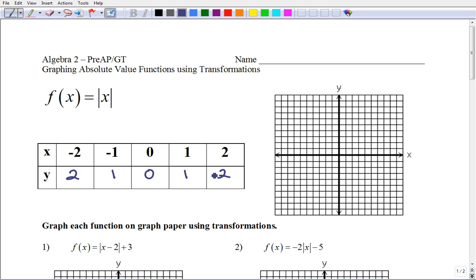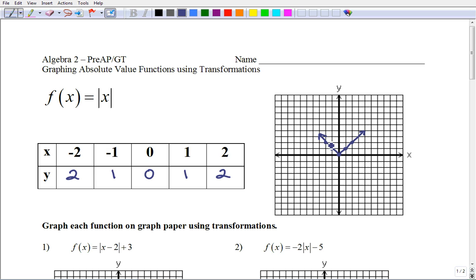So then whenever I graph these, I have the points -2, 2, -1, 1, 0, 0, 1, 1, and 2, 2. It makes this V shape. And this is what we call the parent function for absolute value. This is just the plain function. There's no adding or subtracting or multiplying. It's just our plain absolute value function. That's called our parent function.